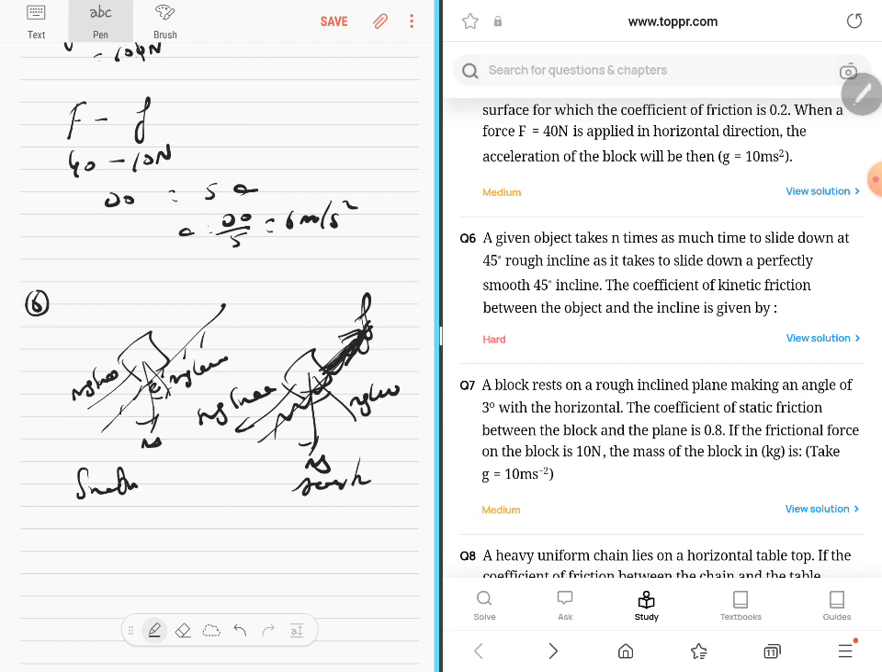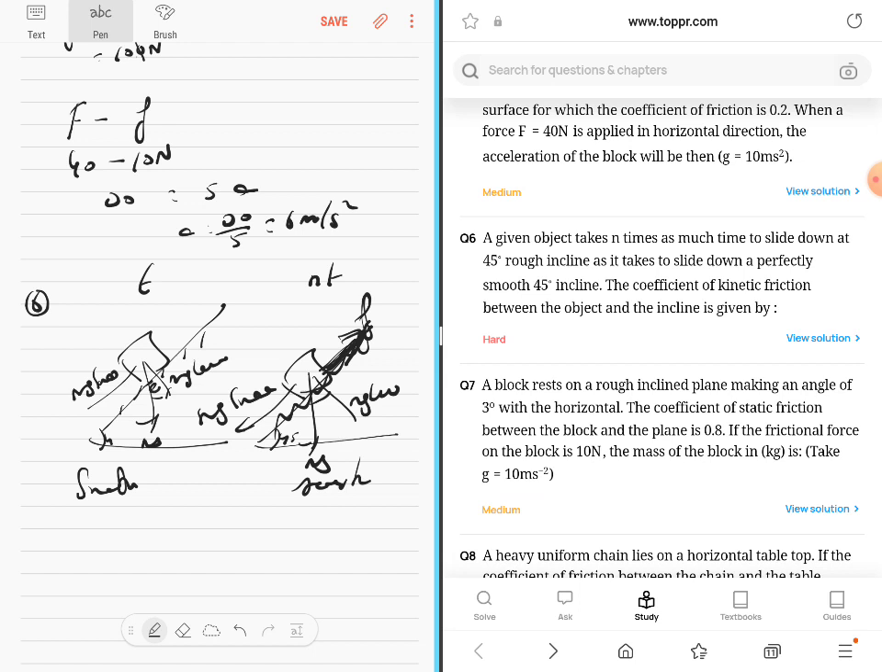So the sixth question: the coefficient of kinetic friction between the object and the plane is given by, oh, they've given that the time taken is n times as much. This is a 45-degree inclined plane, both of them are 45 degrees. But for a rough surface, it takes n times more time. Suppose the time is t here, it's going to take nt to be the total time. So that much time is going to be taken to slide down a perfectly smooth surface. It's going to slide down completely.